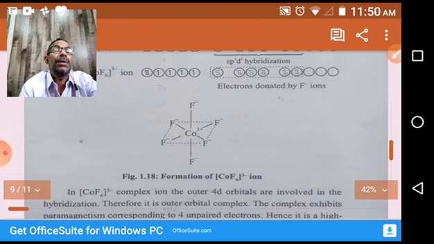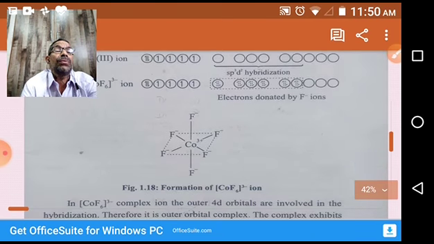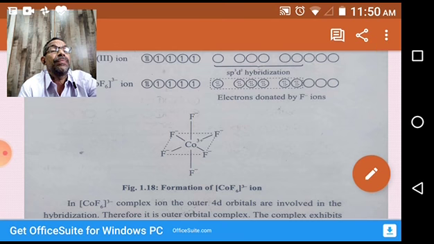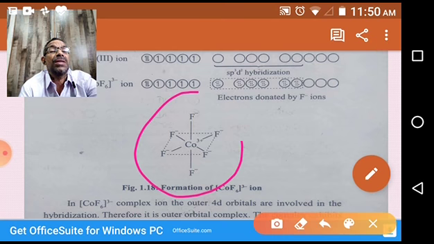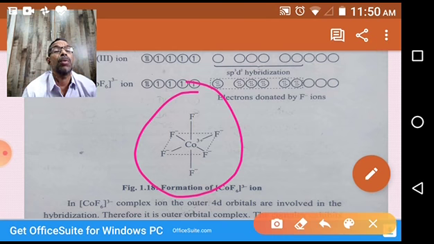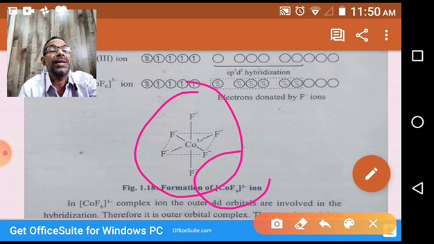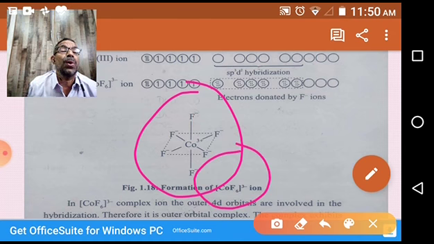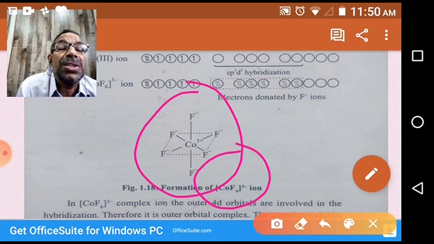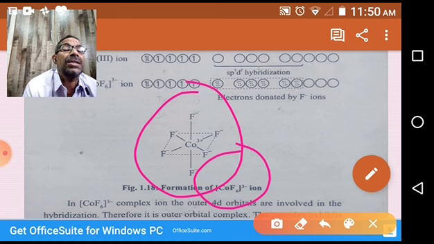Okay, one more example. What is this compound? You can easily name it. The cobalt ion is linked to 6 fluoride ligands. The formula is this. So it is hexafluoridocobaltate 3. Why ate? Because this complex has a negative charge, so you have to put ate as the suffix. Minus 3 is there, so cobalt has to exhibit a plus 3 oxidation state. That's why the name of the compound is hexafluoridocobaltate 3 ion.